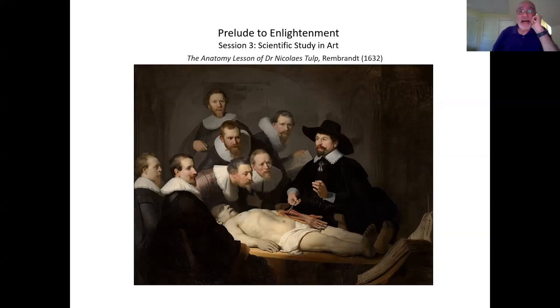One of the studies, of which there are dozens in the period. This is one of Rembrandt's famous ones, The Anatomy Lesson of Dr. Nicholas Tulp. The Dutch Republic in the Golden Age and the Dutch universities in this period were exceptionally progressive, and scientific research at the universities was unparalleled.